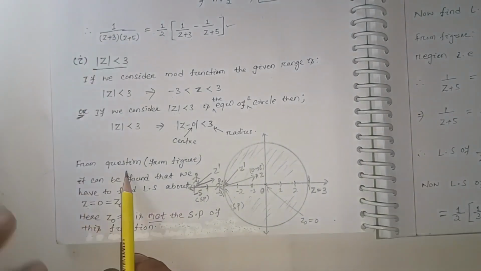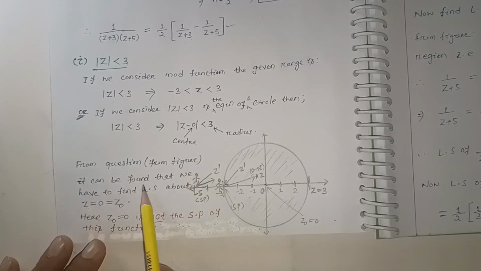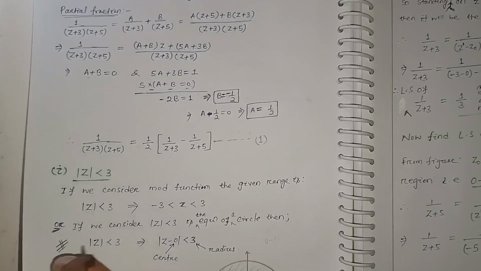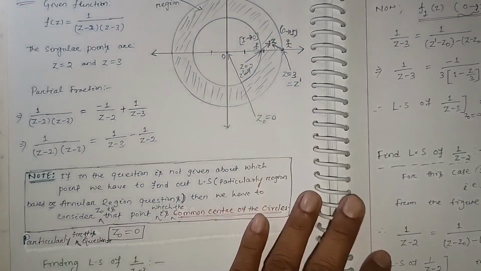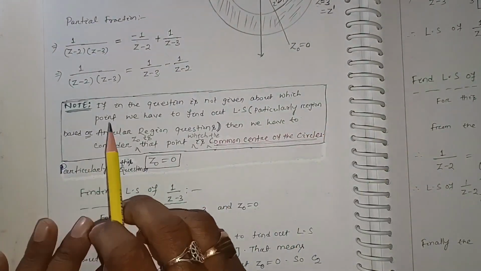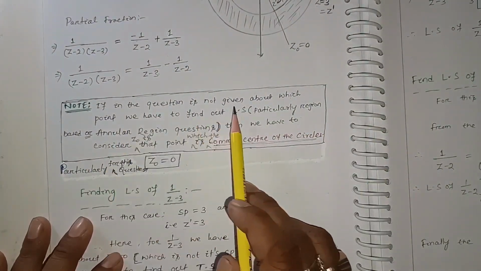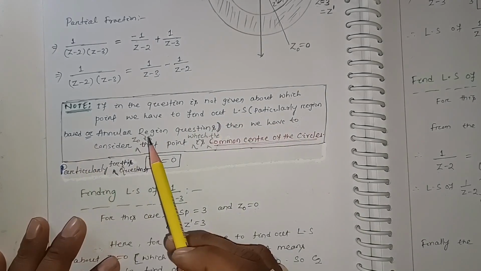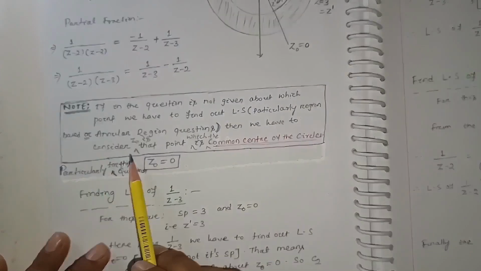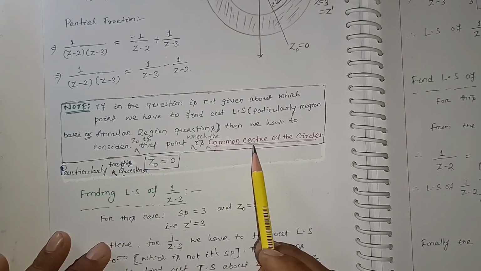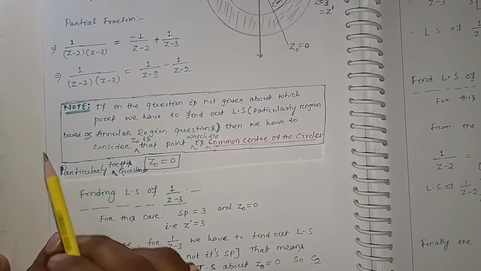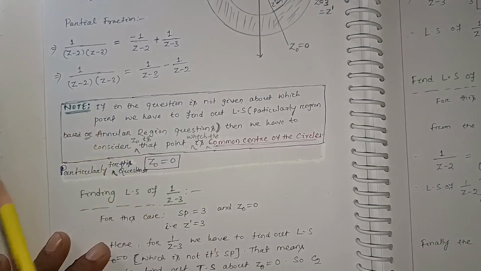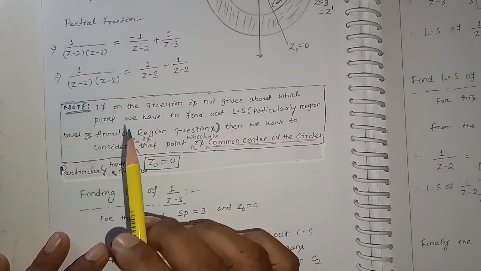So from the question or from the figure, it can be found that we have to find the Laurent series about z equal 0, which is considered as your z0, because I told you in the previous class that if the question does not give the point about which we have to find the Laurent series, particularly in region based or annular region based questions, then we have to consider z0 as the point which is the common center of the circles. I wrote this as a note itself, and I suggested that you remember this one, which will be most essential.